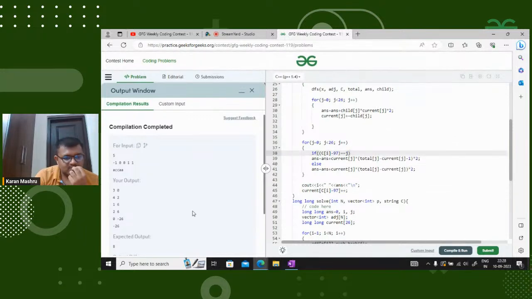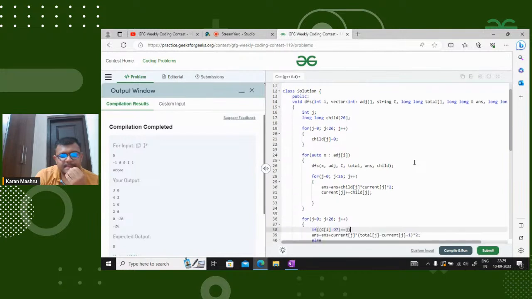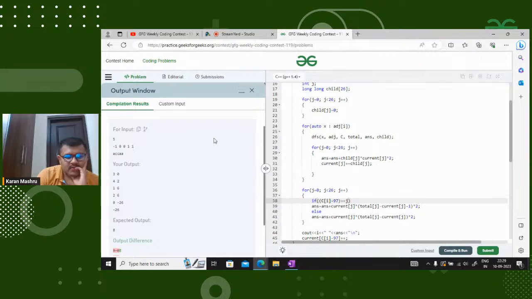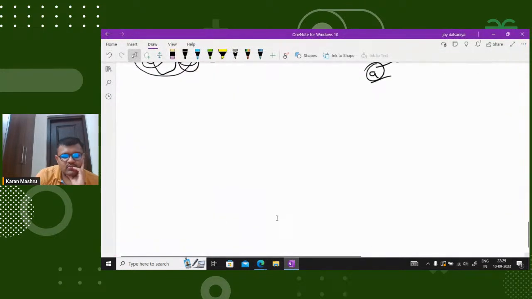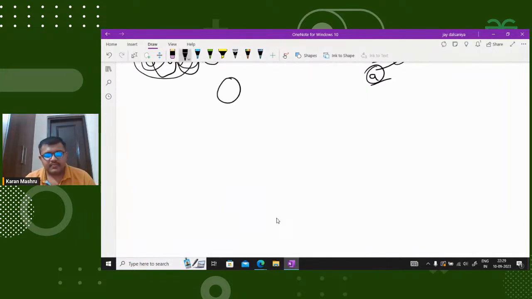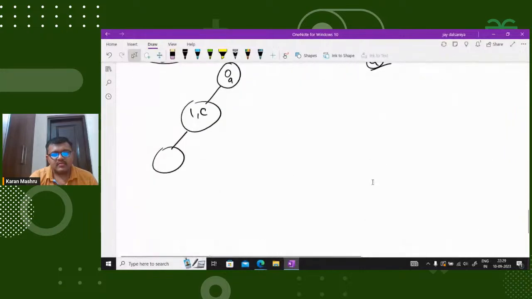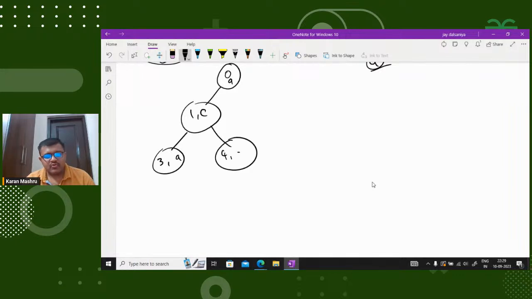30, and 421626 and 0 minus 26. So for 3 it should be 0, for 4 it can't be 2, right? So basically if we try to dry run on our example, this is the 0th node with value A, this is the 1st node with value C, this is which node? I think the third node, yes. So this is the third node with value A. This is the fourth node with value A, and this is the second node with value C.